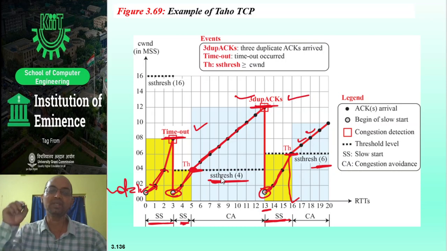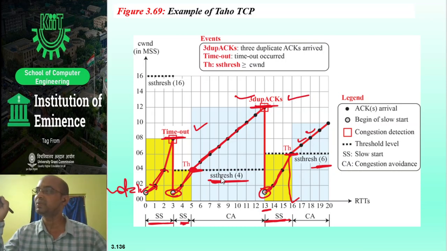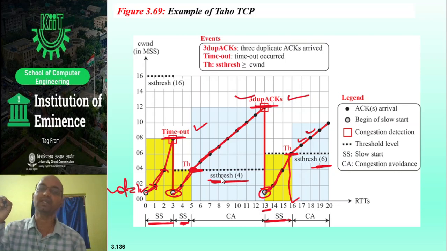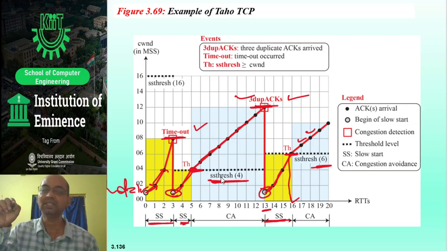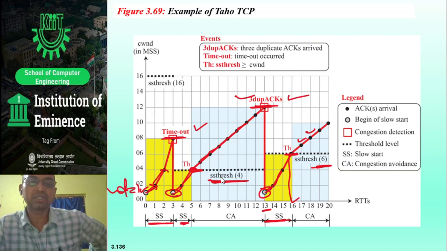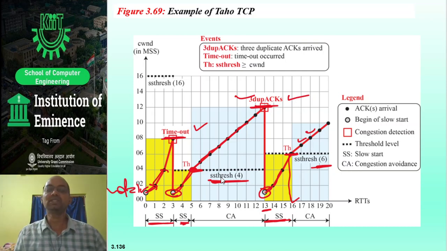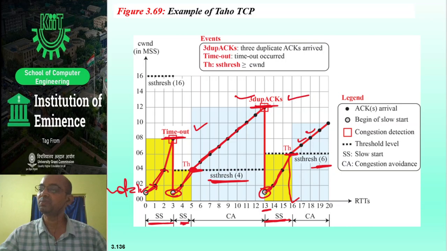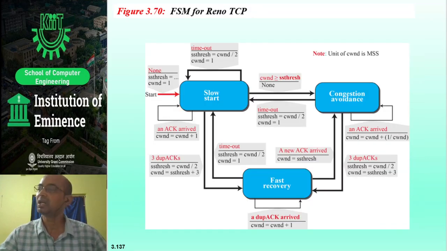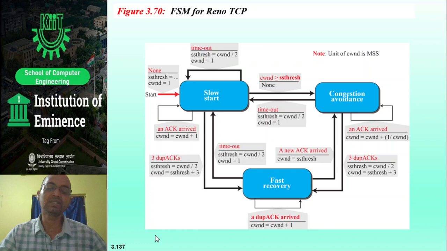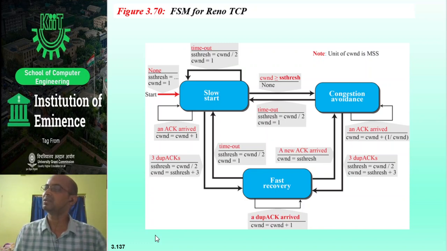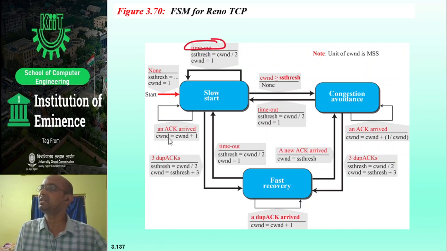The only difference I want to point out here is that TCP Tahoe deals with both events the same, whether it is a timeout or a 3 duplicate acknowledgement. The action is the same: CWND is reduced to half and assigned to the SS threshold, and CWND is reset to 1. But TCP Reno treats the two events separately. That means timeout and three duplicate acknowledgements are two events and they behave differently. Look at the difference and it will be understood.